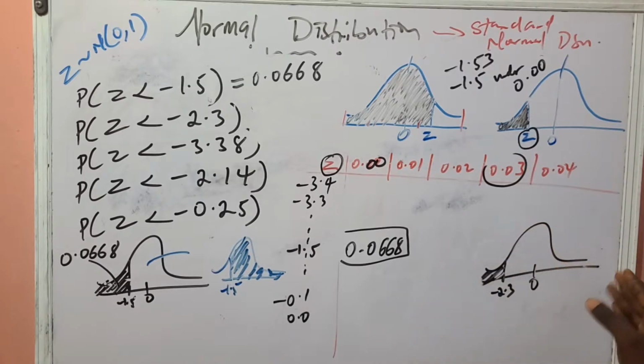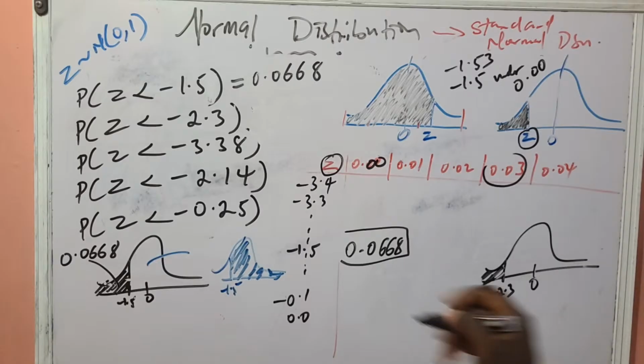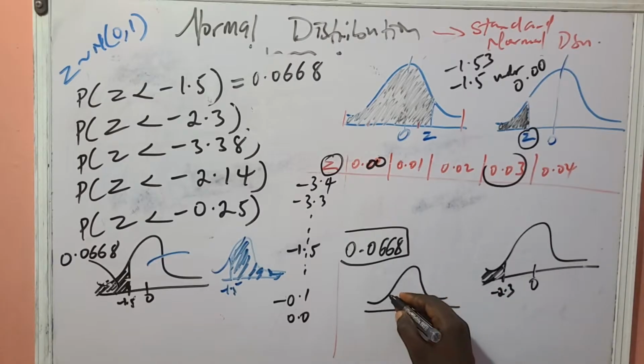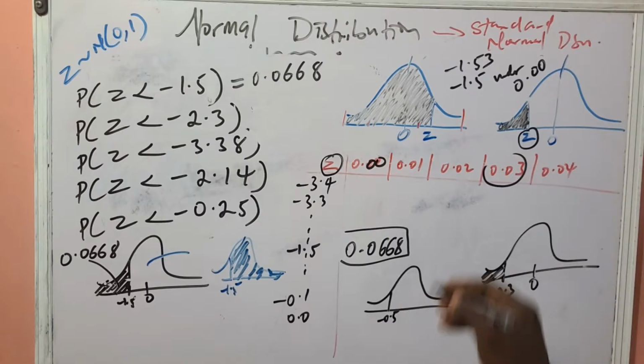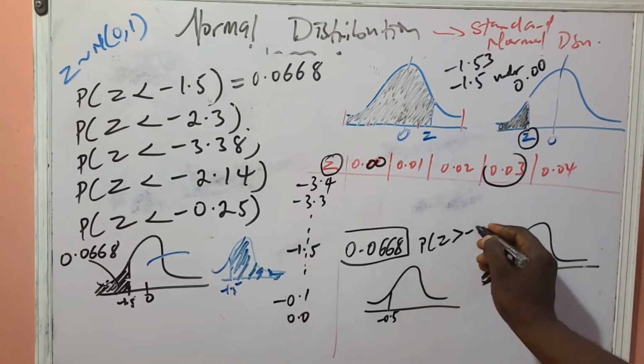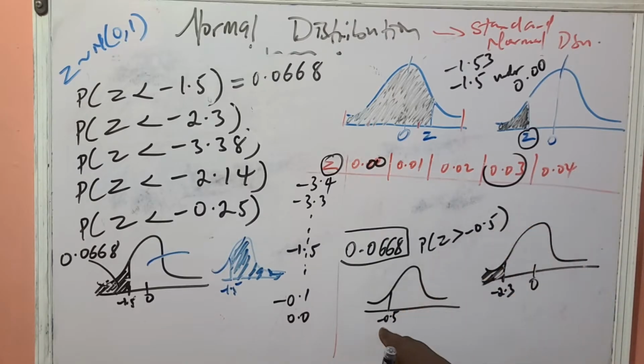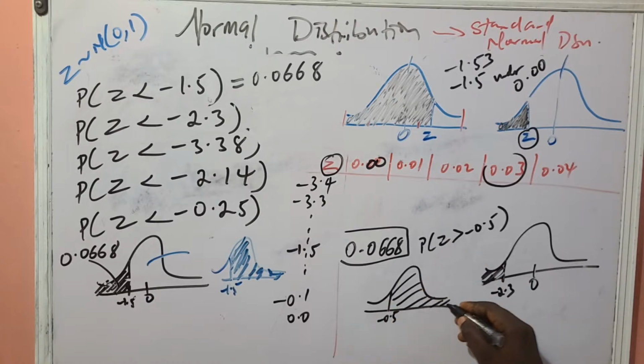But once you start looking for a part that is from right to left, let me give you some scenarios like that. Let's say I'm dealing with this. Let's say this is minus 0.5, for instance, and I'm asked to find probability of Z greater than minus 0.5. I'm dealing with greater than. Of course, I'm shading this place.